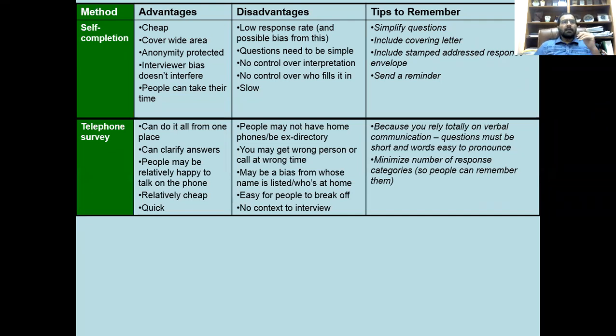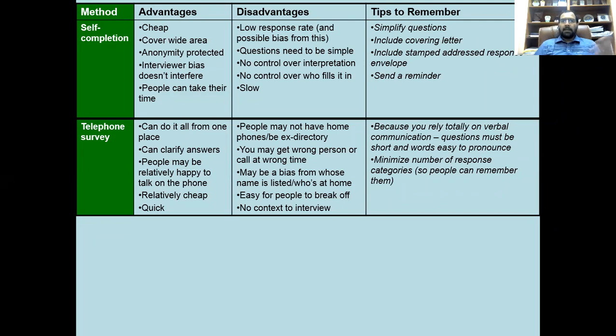In telephone surveys, it is the same thing; I will not go into the detail. People have the chance to clarify the answers, either on the telephone or on the internet as well. It is relatively cheap, but people may not have phones or connectivity. Sometimes people do not have a good connection. Even we sometimes do not have good internet connectivity. There is a broken connection, and then you have difficulty.